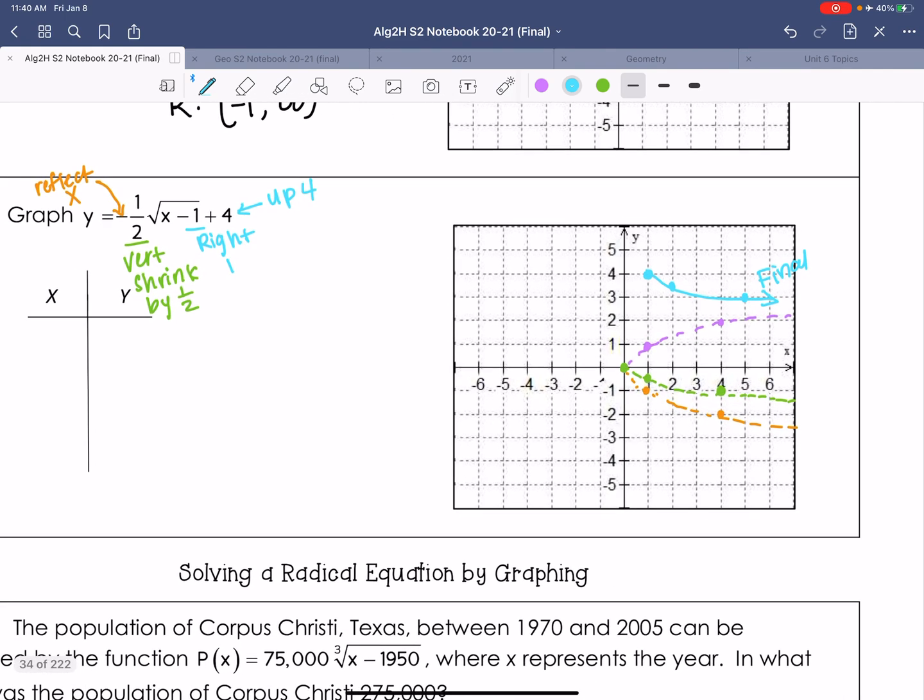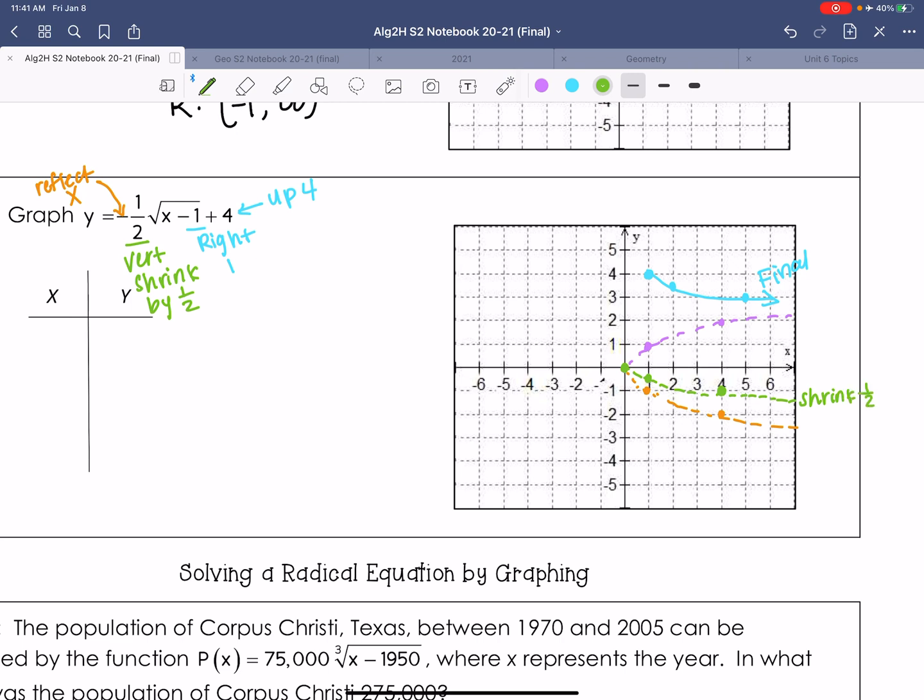Let's go ahead and label what all of these were, just so we don't get confused. This was my shrink by a half, and then that orange one was my reflect across x. Beautiful.